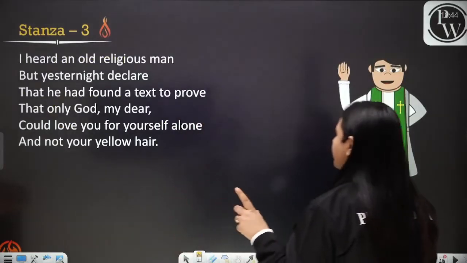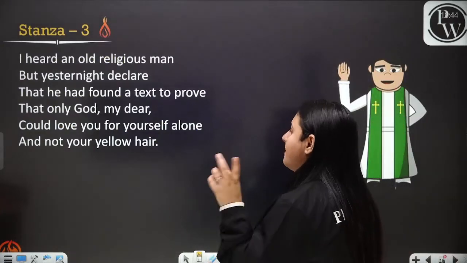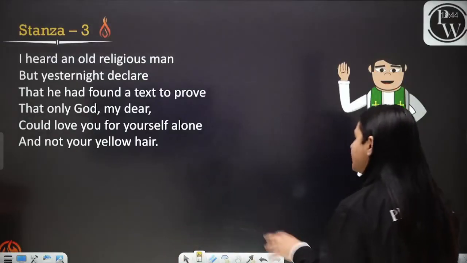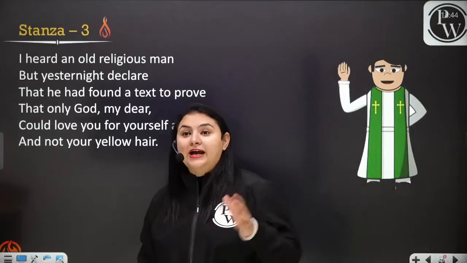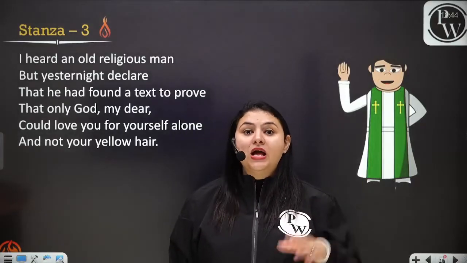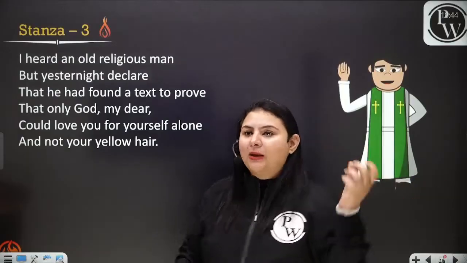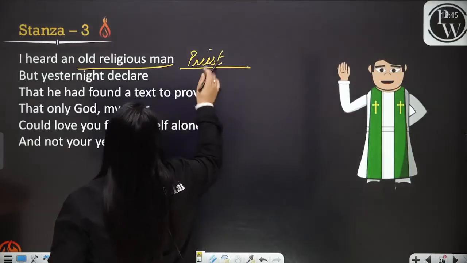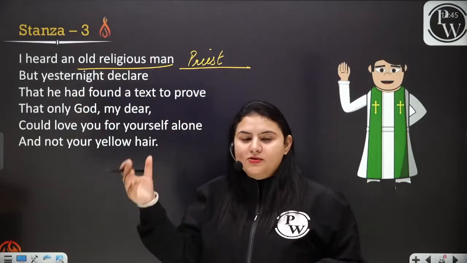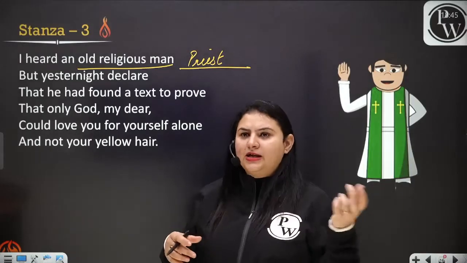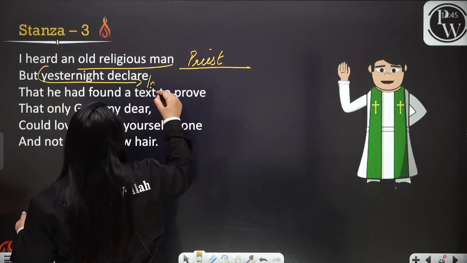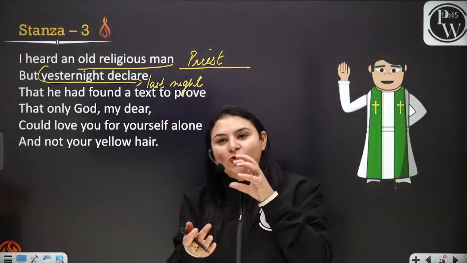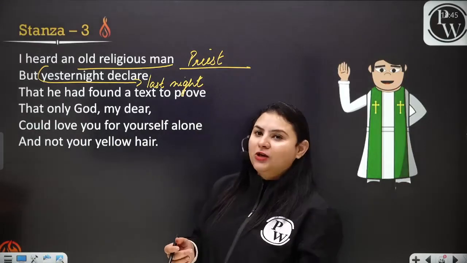Now, stanza 3. I heard an old religious man, but yesternight declare that he had found a text to prove that only God, my dear, could love you for yourself alone and not your yellow hair. So now she is saying that I heard an old religious man. Maybe he's talking about a priest. Here he's not mentioning the religion, what kind of priest he was or what kind of text he read from. Yesternight means last night he said that I heard from a priest that he has read somewhere that only God, my dear, could love you for yourself alone and not your yellow hair.